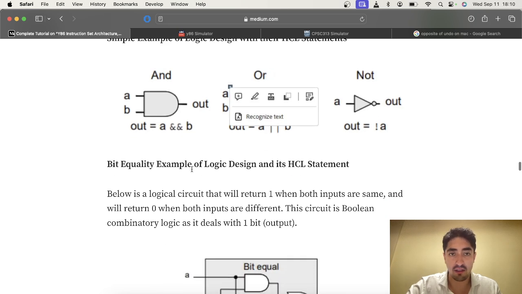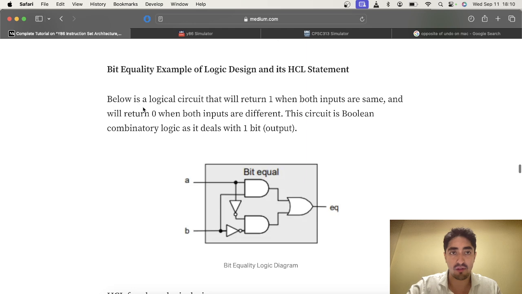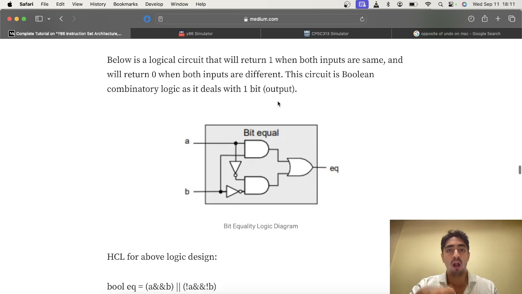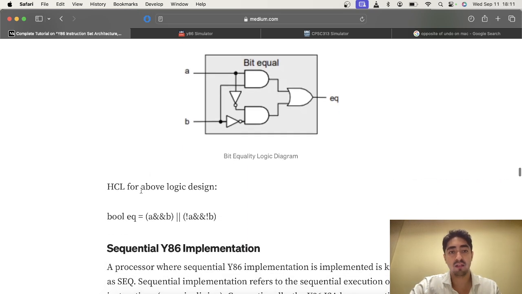Bit equality example of logic design and its HCL statement. Below is a logical circuit that will return 1 when both inputs are the same, and will return 0 when both inputs are different. This circuit is Boolean combinatorial logic as it deals with 1 bit. HCL for the above logic design.